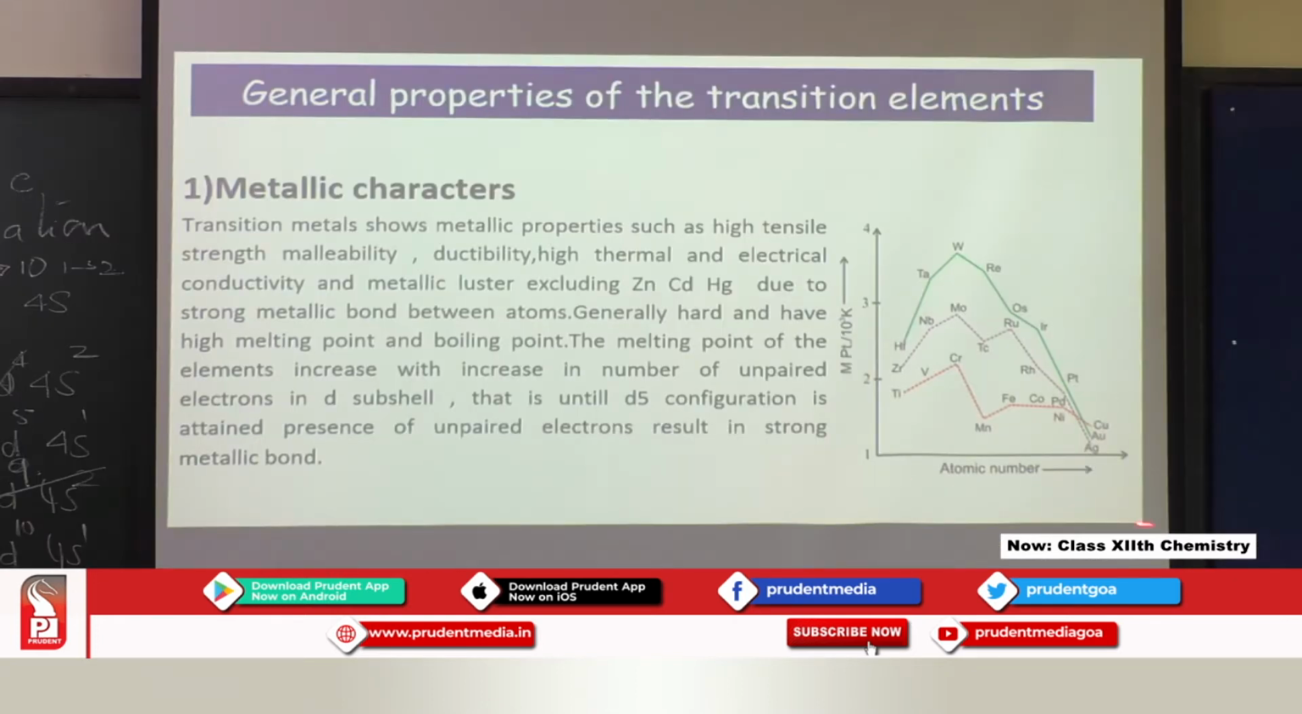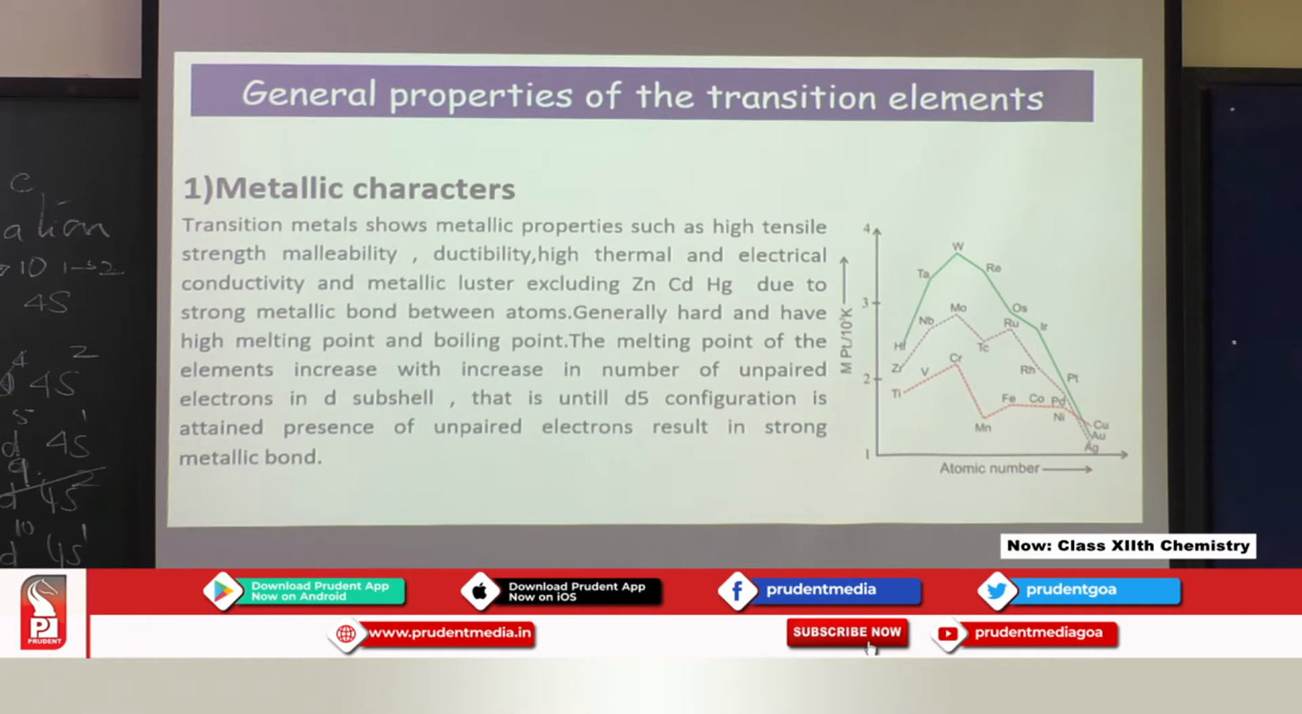I have shown here the graph. The graph is, this is atomic number and this is the melting point. Melting point is given in 10 to the power 3 Kelvin. This comes under the y-axis and atomic number comes under the x-axis. And we have taken 3 series. One is the 3d series, another is the 4d series, another is the 5d series. Let us see what happens.